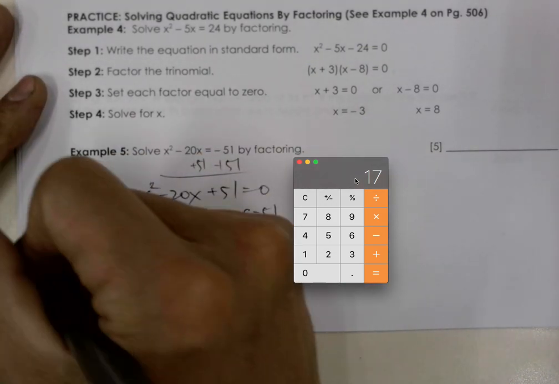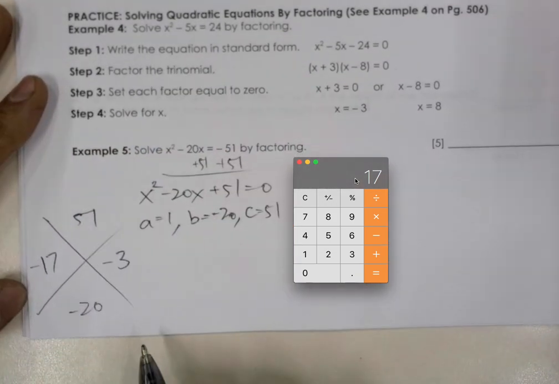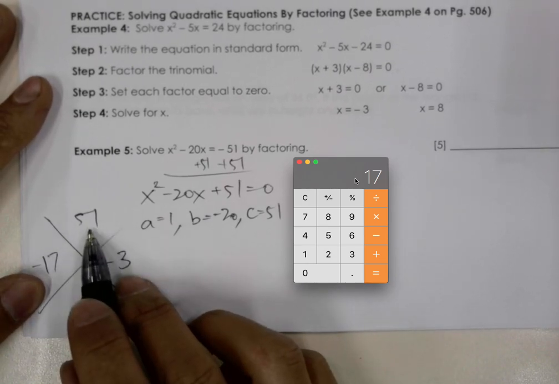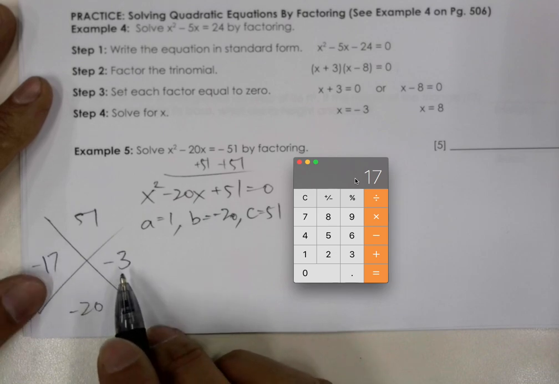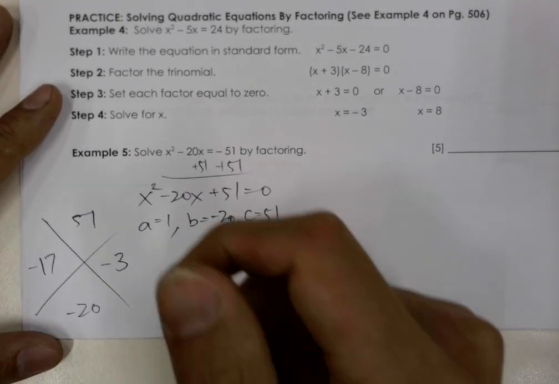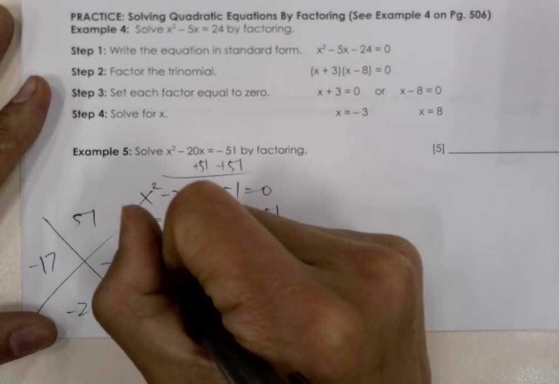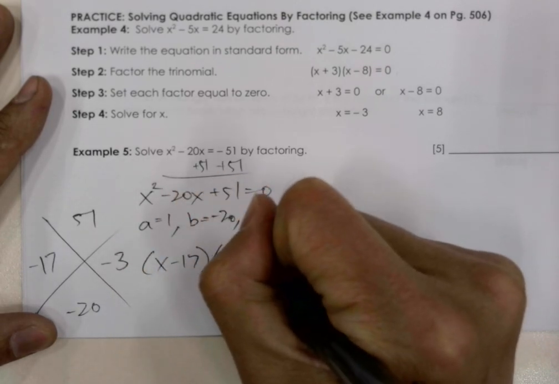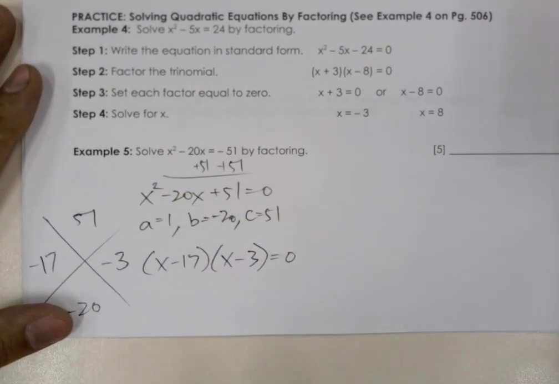And they both are going to be negative. So negative times a negative is positive 51. -17 plus -3 is -20. Right? So we found our two factors, and now we can write it as x minus 17 times x minus 3 is equal to 0.